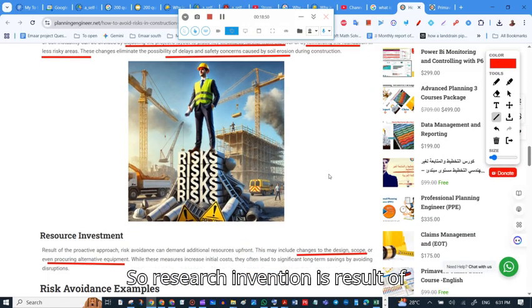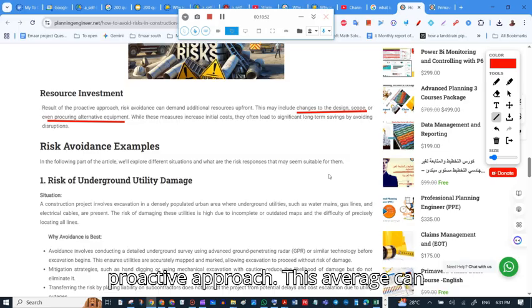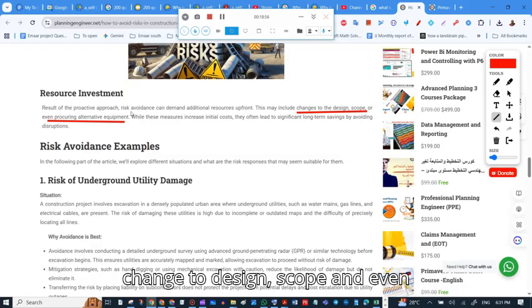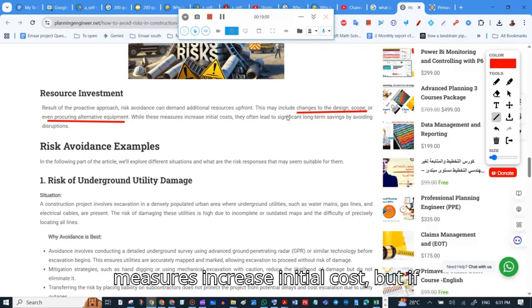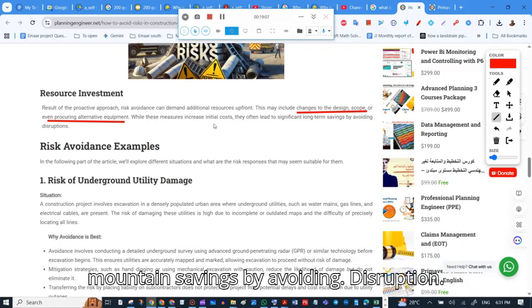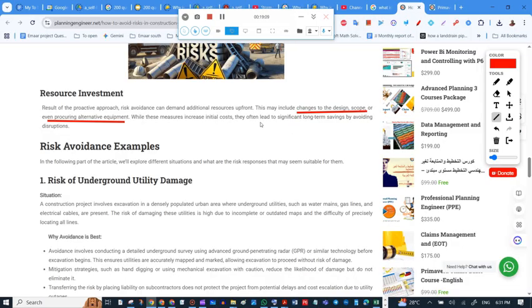So, risk avoidance is a result of a proactive approach. This can demand additional resource input, including changes to design, scope, and even procuring alternate equipment. While these measures increase the initial cost, they can lead to significant long-term savings by avoiding disruptions.